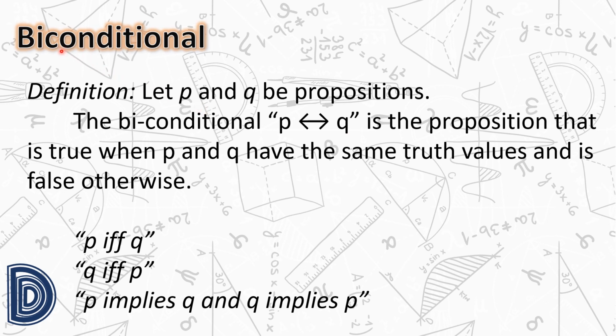The biconditional is formed when the conditional statement and the converse statement are true. So it is read as P if and only if Q, Q if and only if P, or P implies Q and Q implies P.